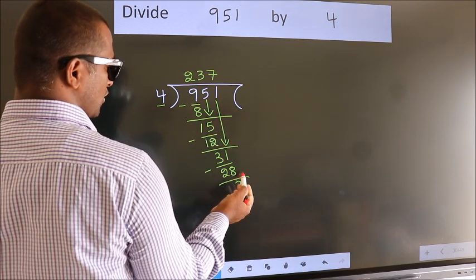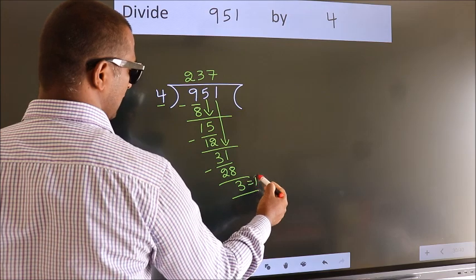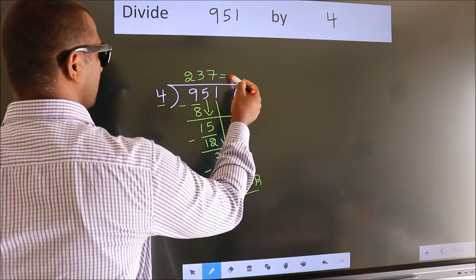No more numbers to bring down, so we stop here. This is our remainder, this is our quotient.